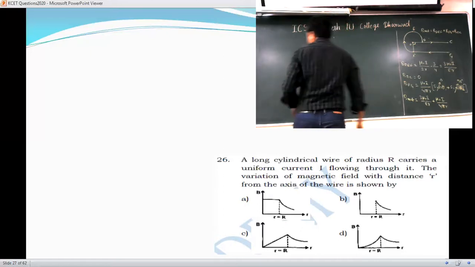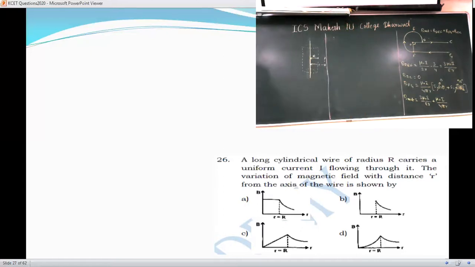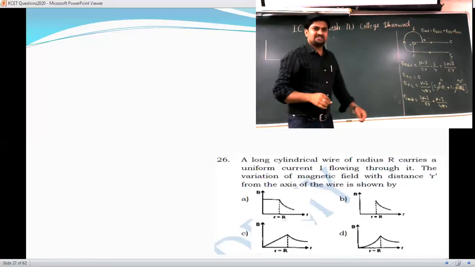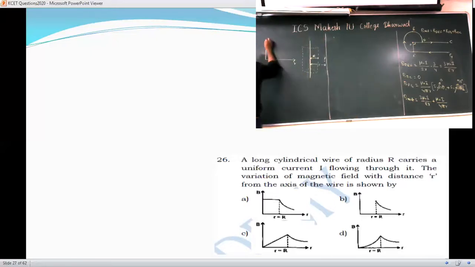Okay, so if you plot the graph for this, how do you plot that? It is magnetic field versus R. So what type of graph have they given? So this is R, I think. Yes, this is R, and here they have taken the magnetic field.